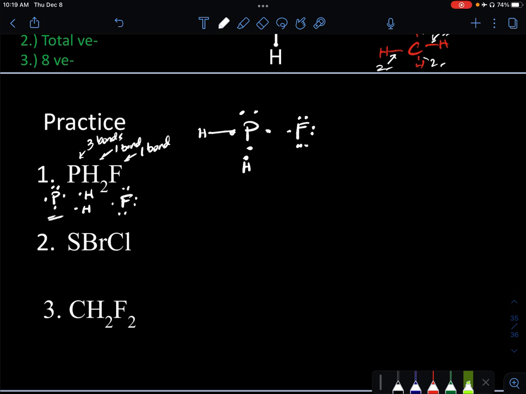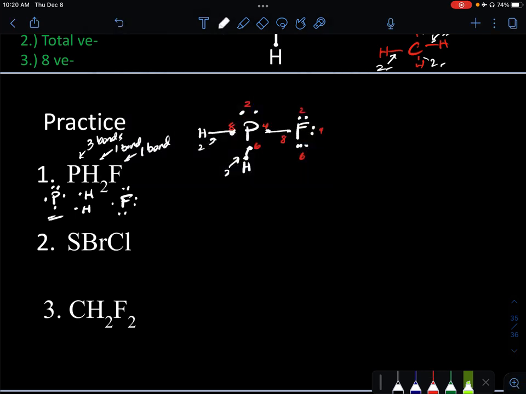So what that means is I can draw a bond here, here, and here. If I'm looking, that hydrogen has 2 right there. This one has 2 right there. Let's see the fluorine. It's got 2, 4, 6, and then there's 8 right there. The phosphorus has 2, 4, 6, 8 right there. So that would be a perfect drawing for us.